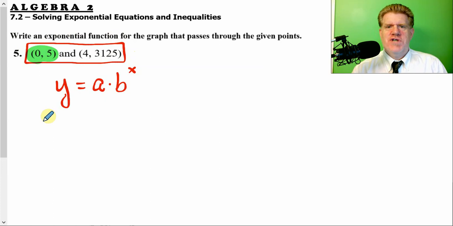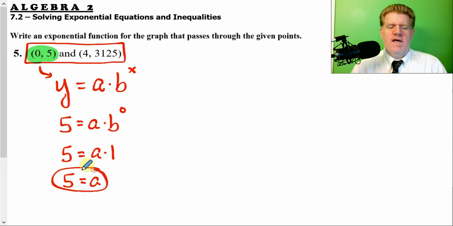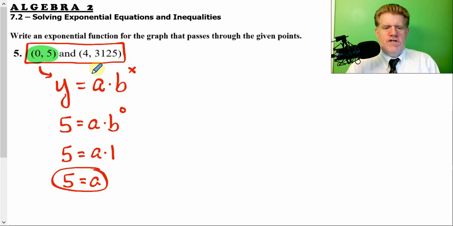Now let's show you one time what happens. I'm going to take this (0, 5) and plug it into this equation. What is the y value of that point? 5. What's the x value of that point? 0. And anything to the 0 power is 1. So really this just means that a is 5. If we're starting with the assumption that our exponential equation is a times b to the x, the a value will always be the starting value, whatever is at 0. That's where we start. So a will be 5.